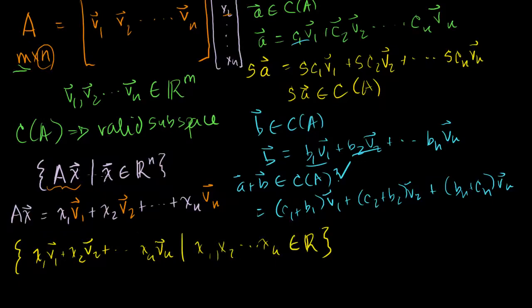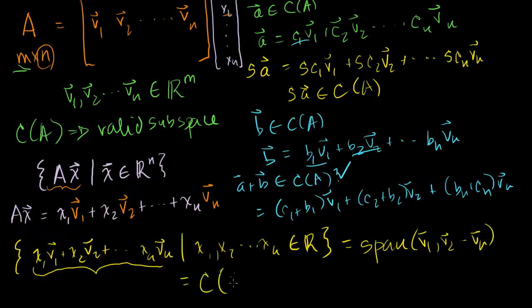When I say that the vector x can be any member of Rn, I'm saying that its components can be any members of the real numbers. So if I just take the set of all of the combinations of these column vectors, where their coefficients are members of the real numbers, what am I doing? This is all the possible linear combinations of the column vectors of A. So this equals the span of v1, v2, all the way to vn, which is the exact same thing as the column space of A.